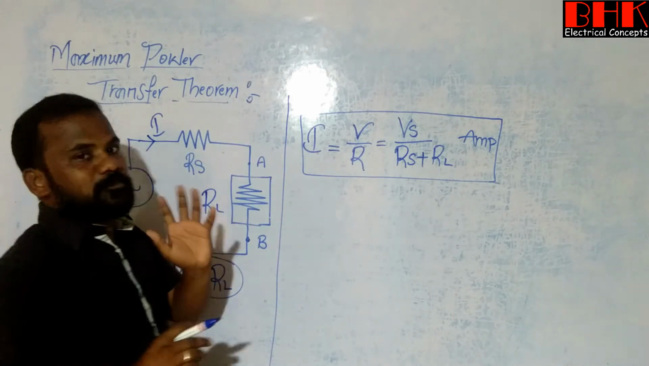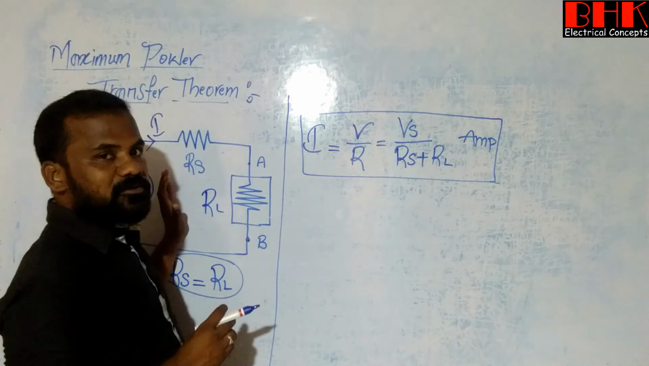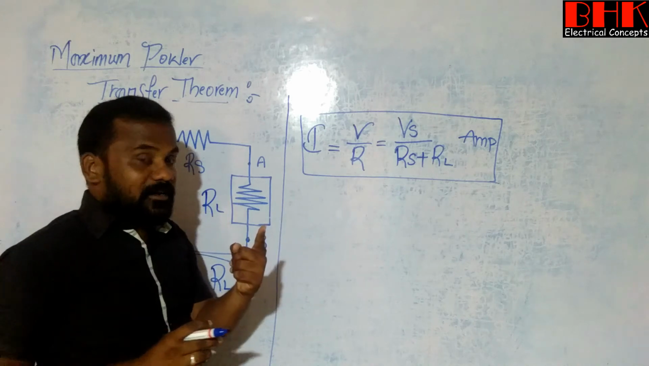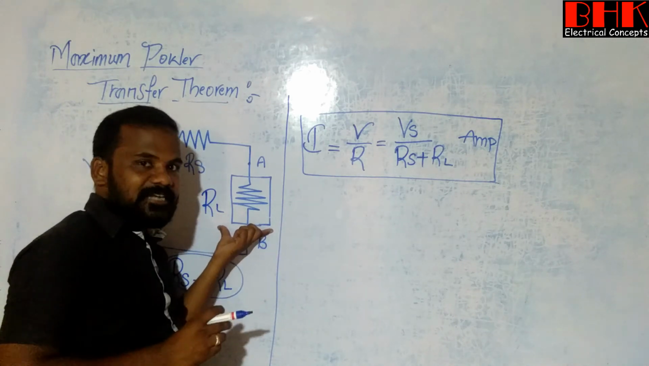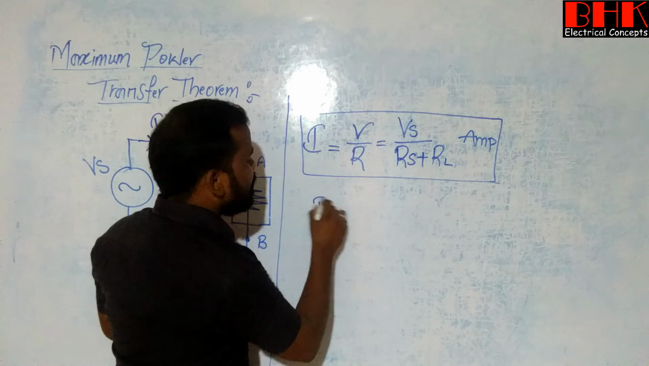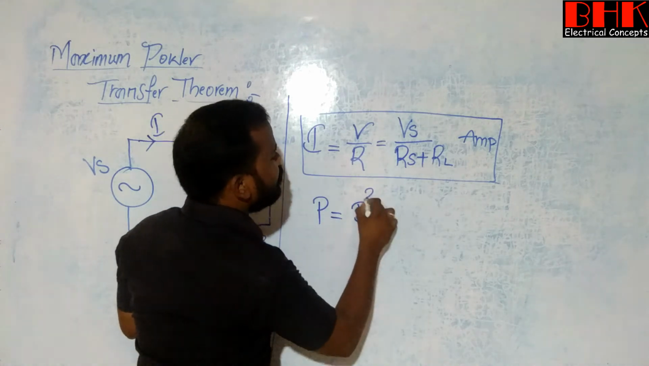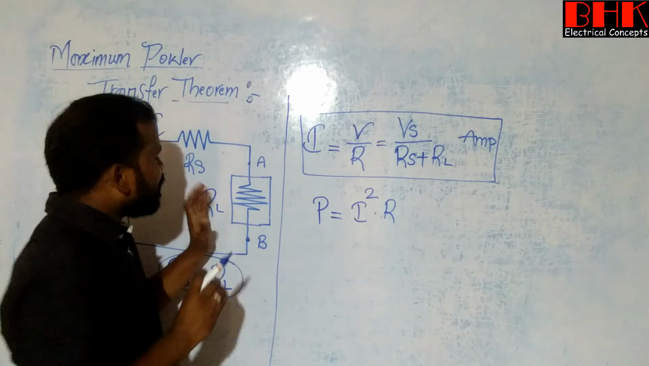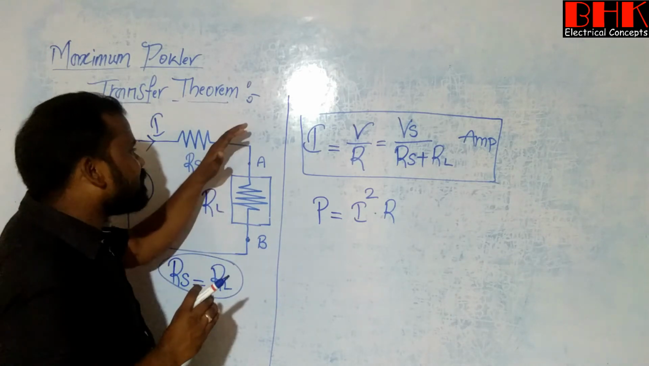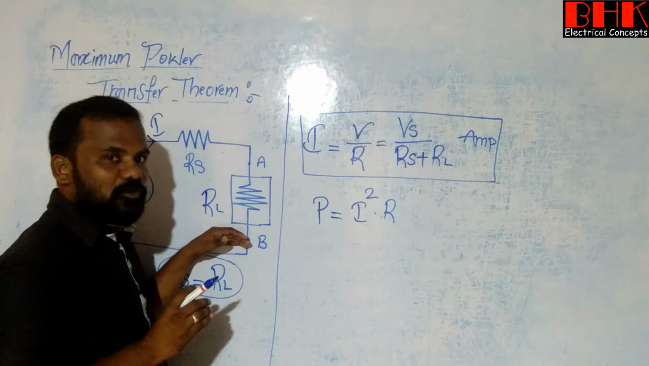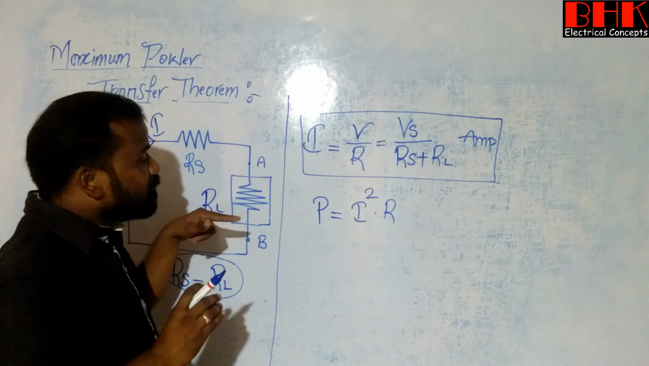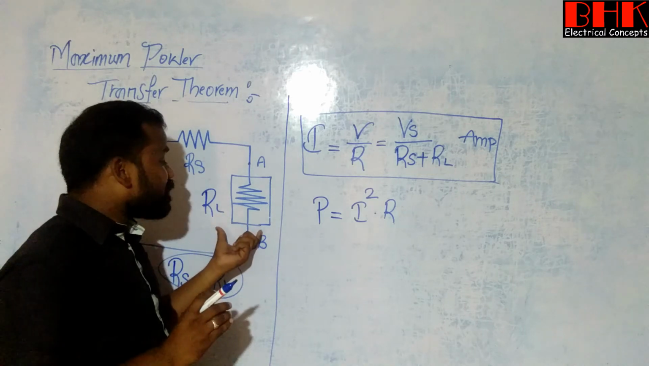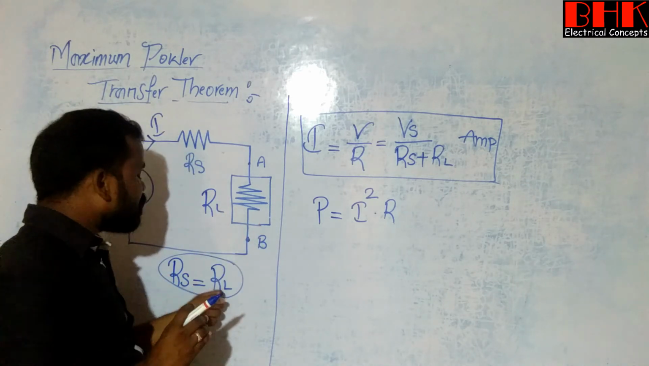Now what is the expression of power from this circuit? When we are going to find the power at any resistance, the expression is P is equal to square of current into resistance. Yes or no? Now we are going to check the maximum power at this particular load. In order to get the maximum amount of power, we need to get the condition Rs is equal to RL.